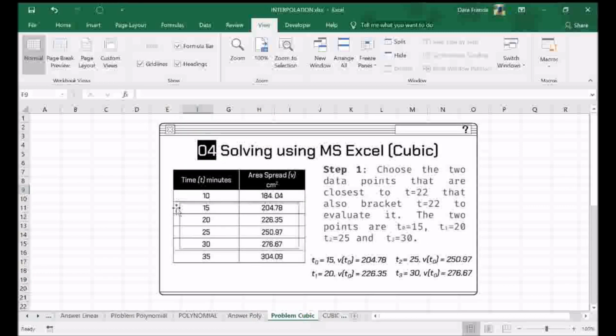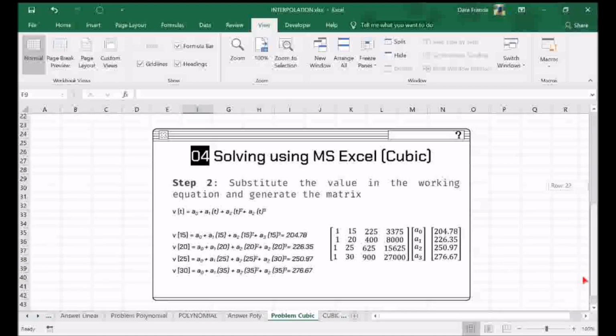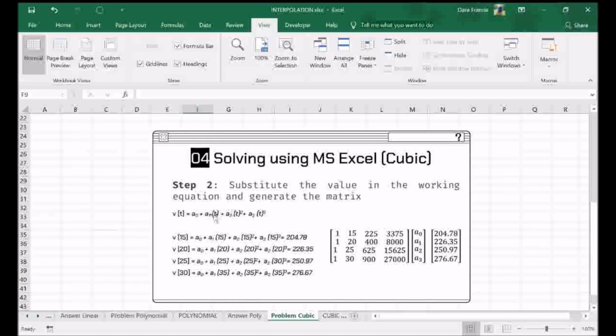So the next one is the cubic one. It's the same, but again, as I explained, we will choose 4 data points. For me, I chose 15, 20, 25, and 30. As you can see, I wrote the t that I chose, and its corresponding v of t. Then for step 2, I just, again, substituted the value of t and its corresponding function value, v15, v20, v25, v30.